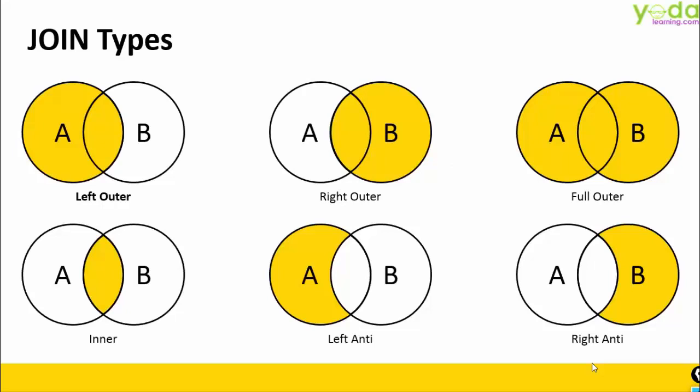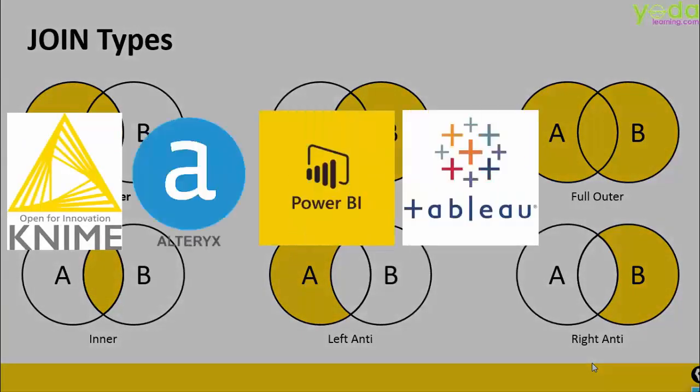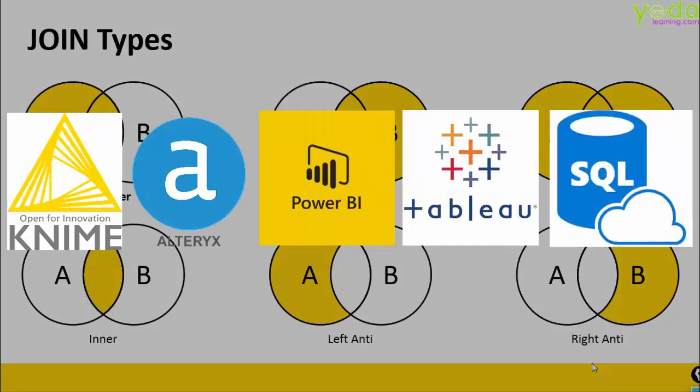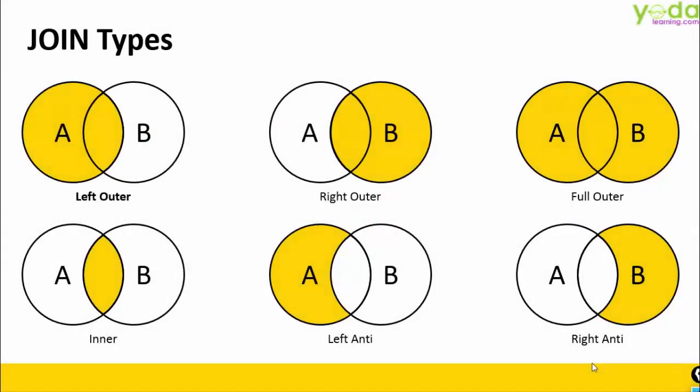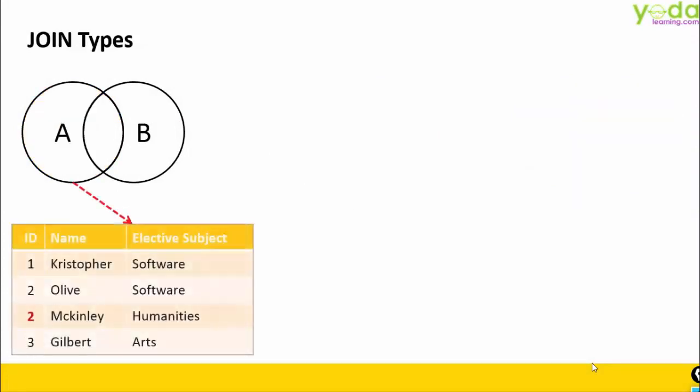Because you will find this useful in any of the visualization and ETL applications, be it KNIME, Alteryx, Power BI or Tableau, even SQL. So let us understand what these six join types are and how they can be useful to you. First, to illustrate the example, I'll take two tables.